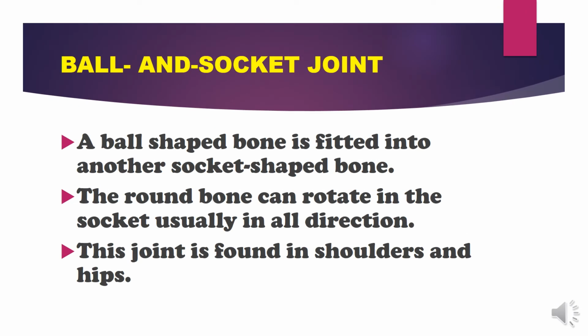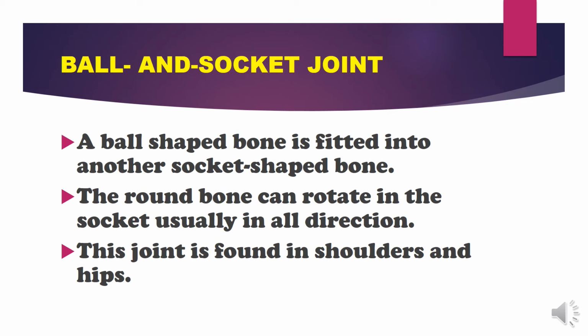Ball and socket joint. The name itself suggests that there is one socket, that is a cavity where the ball needs to get fit, right? Now what is the ball and what is the socket? Let's understand that. In this joint, a ball shaped bone is fitted into another socket shaped bone. Ball means round, and socket you all must have seen, it is basically a cavity where the ball will go and fix inside it. So it is called a ball and socket joint. The round bone can rotate in the socket usually in all directions.